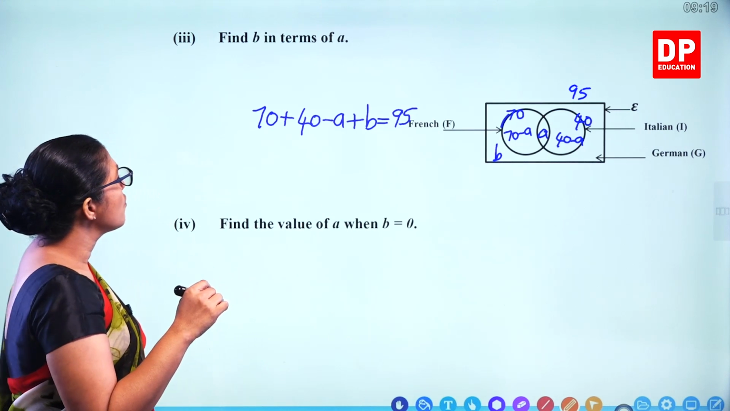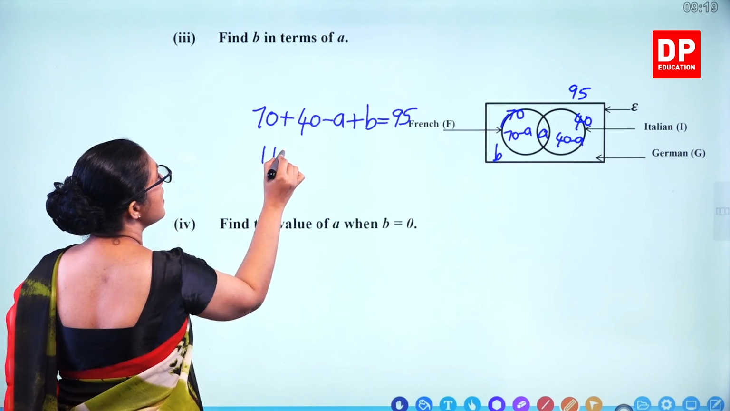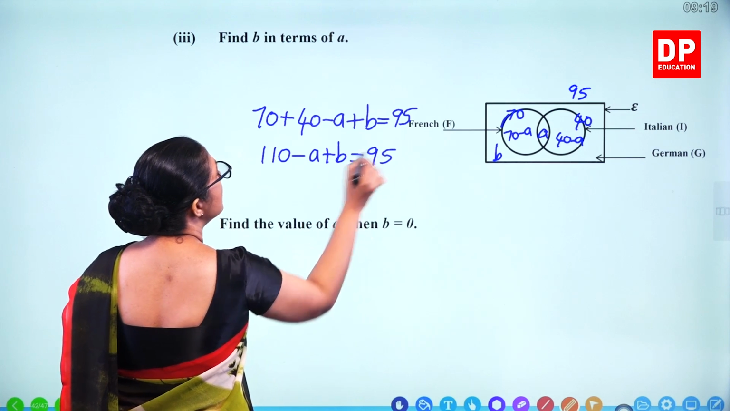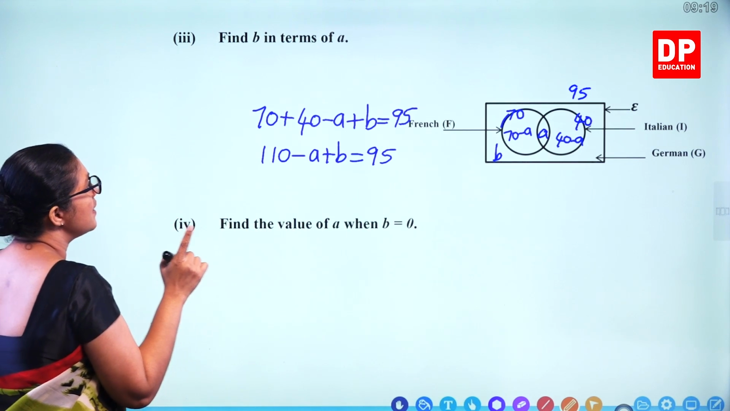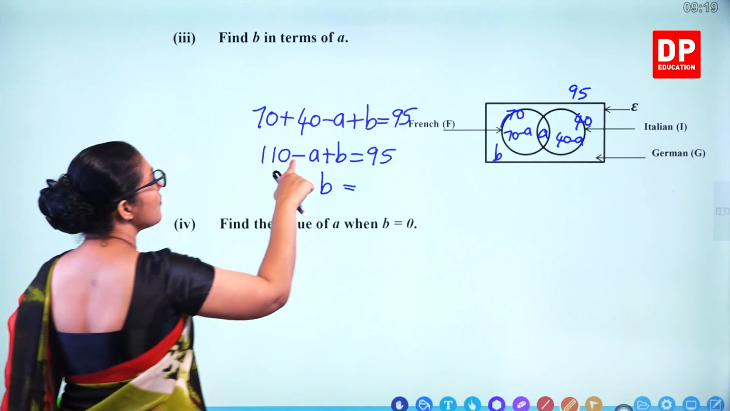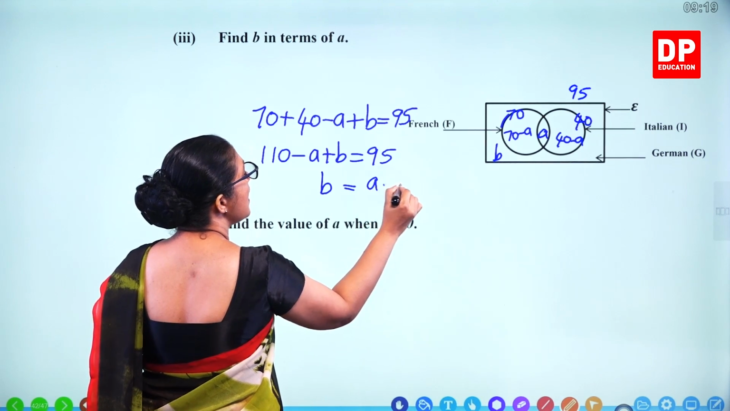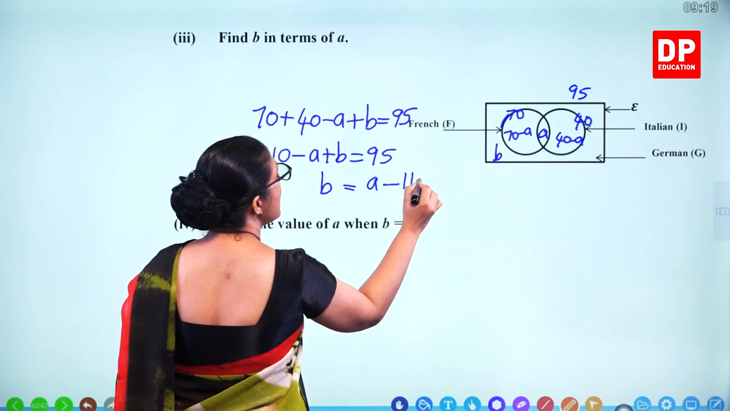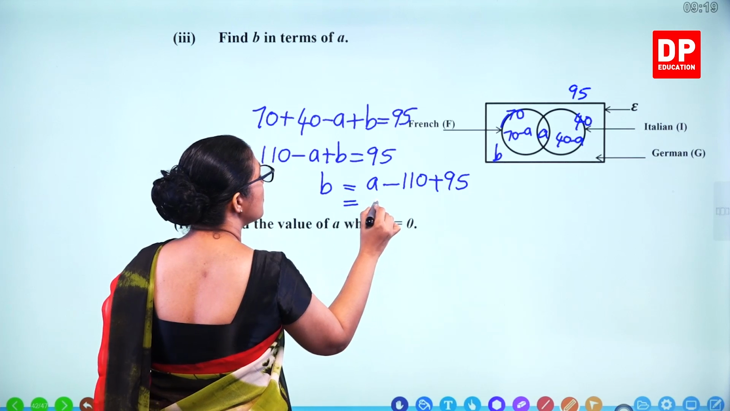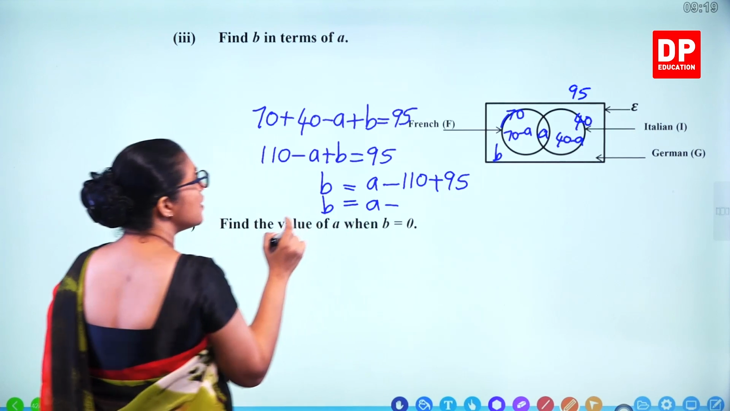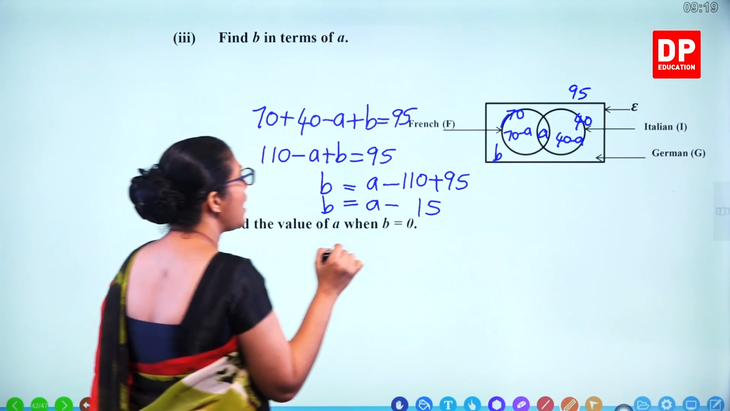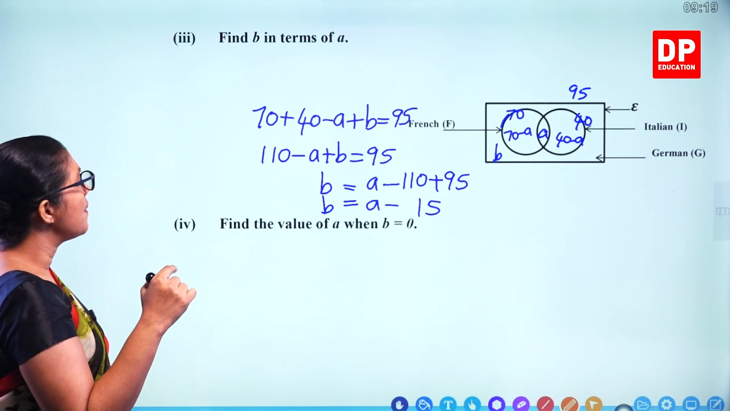Now you can solve that. 70 plus 40 is 110 minus A plus B is 95. So we need to write B. So what is B? Take it to the other side. Minus A becomes A, minus 110 plus 95. So you get, what's the difference? 5 and 5, 10 and 1. So A minus 15 is B.